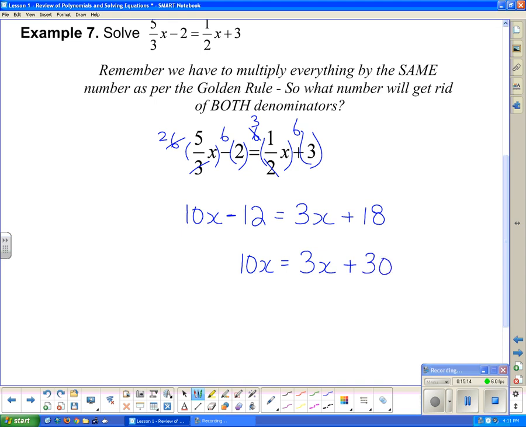Now that I have only variable terms on the right-hand side, I want to get rid of the variable terms on the left-hand side. So I'm going to subtract 3x from that side, and I simply get 30. When I subtract 3x from the other side, I get 7x. And the last thing that I have to do is divide both sides by 7 to get x equals 30 over 7. And you can leave that as an improper fraction.